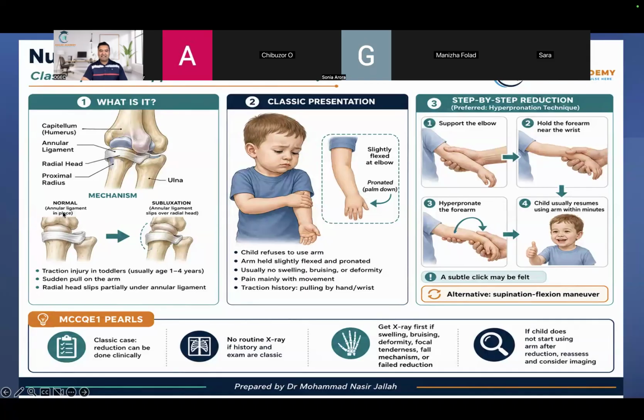I have seen this ligament once in one subscription. I'm not sure that they might test it, or it might be very commonly tested, but it doesn't hurt if you just cover this one as well. So the annular ligament slipped over the radial head, this subluxation, and this is why it happens.